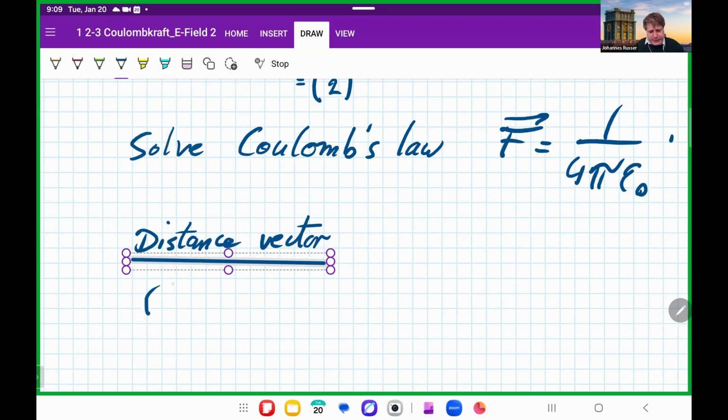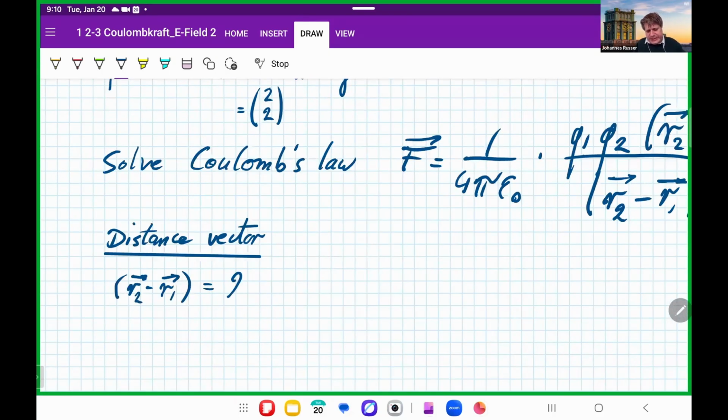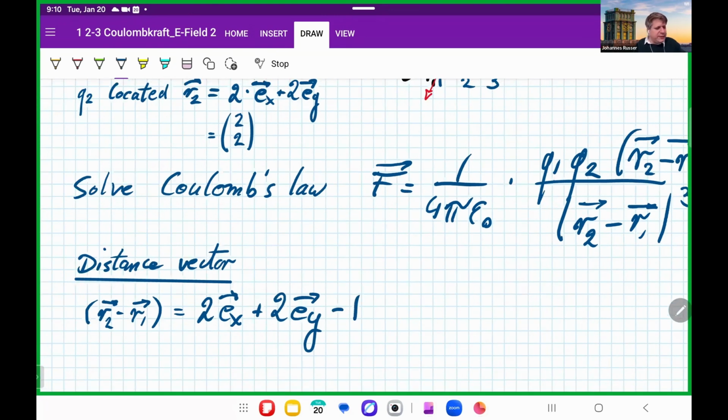So the distance vector R2 minus R1 is, R2, you see up there, is 2 times EX plus 2 times EY, and R1 is 1 times EX minus 0 times EY. And now you make the addition or subtraction component by component. That yields you 2x minus 1x is 1 EX, and there is nothing you are adding or subtracting from the EY, so you add up 1 EX plus 2 EY.